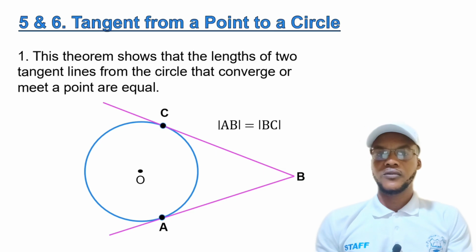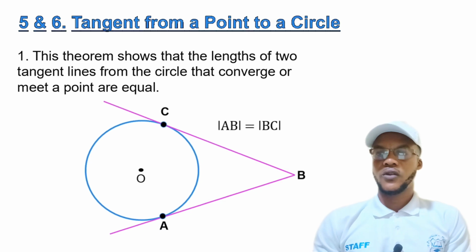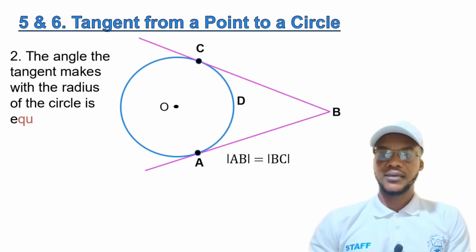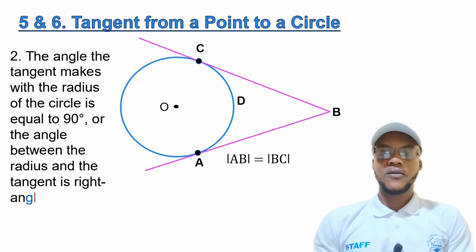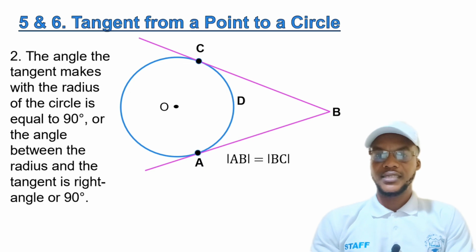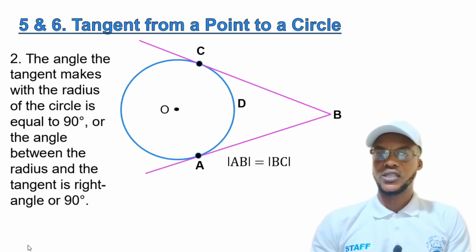Let's look at the second one, the sixth theorem. What does that one say? We are saying that the angle the tangent makes with the radius of the circle is equal to 90 degrees, or the angle between the radius and the tangent is a right angle, 90 degrees. That is what this theorem is saying.